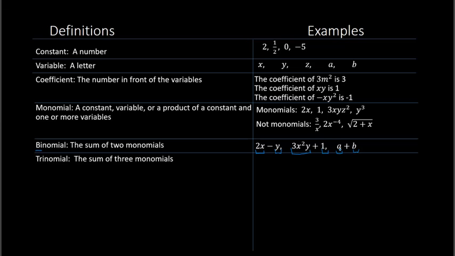A trinomial is the sum of 3 monomials. Tri means 3. So a trinomial would be 3 monomials. So here we see 3 different examples. We have 1, 2, 3 monomials. Here we have 1, 2, 3 monomials. And here we have 1, 2, 3 as well. And the key is that they're separated by a plus or minus sign.